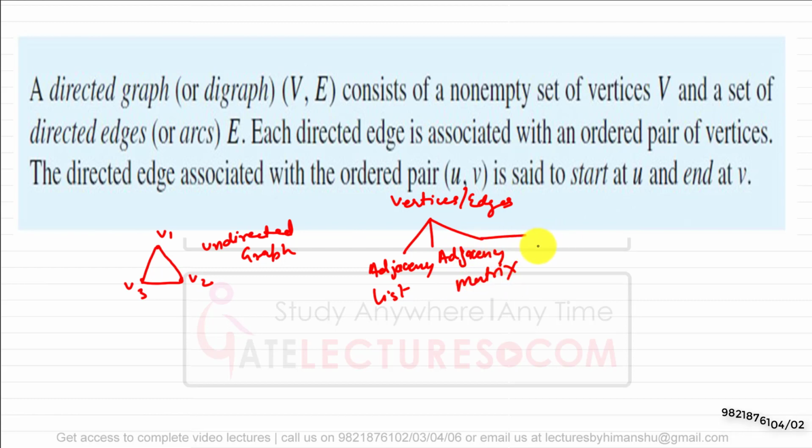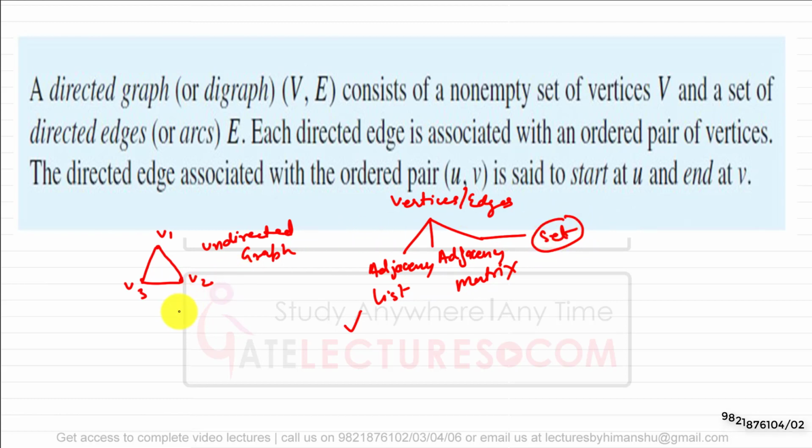And the third one is the set representation. We have already seen the adjacency list and adjacency matrix representation in data structures, and in the coming videos we are also going to discuss the adjacency list as well as the adjacency matrix, but here we are using the set representation.